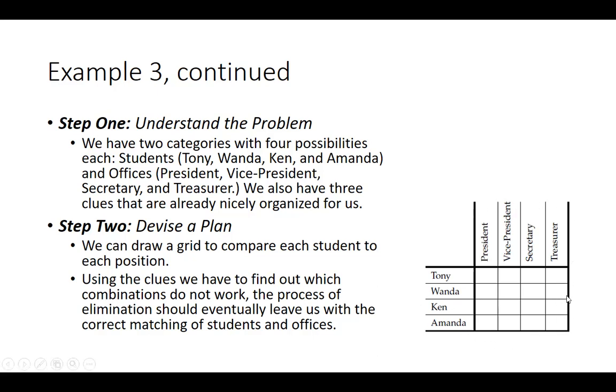Step 2, devise a plan. We can draw a grid to compare each student to each position. And I'm going to say right now, whenever we're doing one of these, the grid will be given for you. You're never going to have to know how to come up with the grid. Using the clues, we have to find out which combinations do not work. The process of elimination should eventually leave us with the correct matching of students and offices.